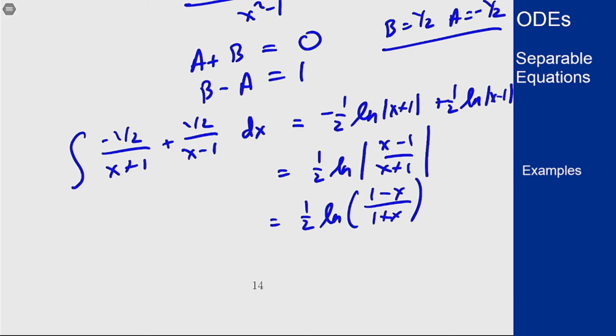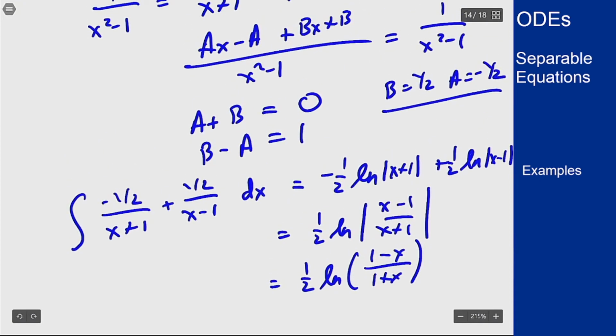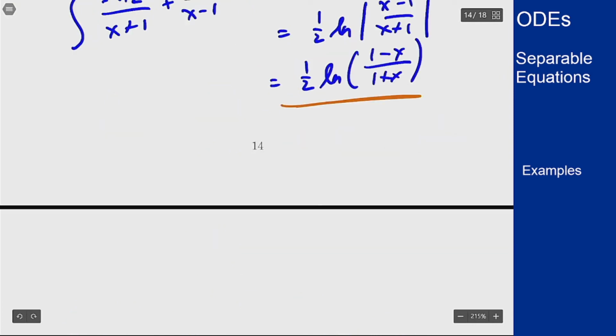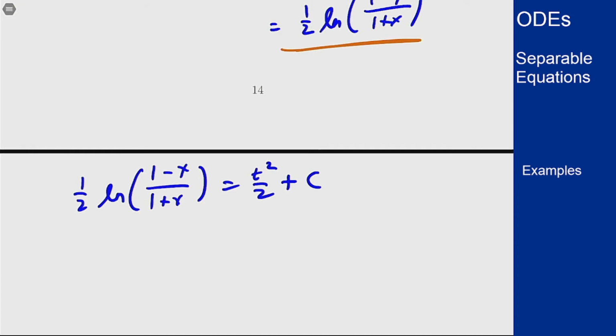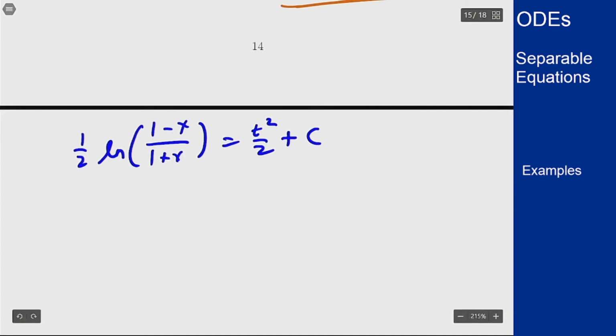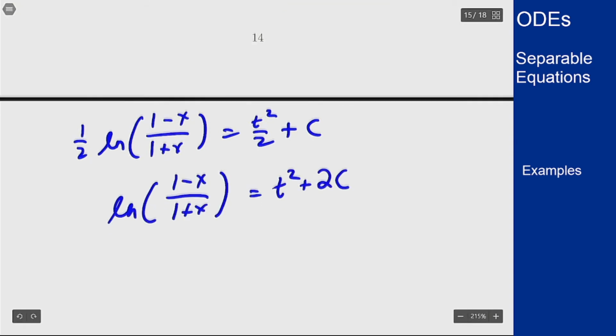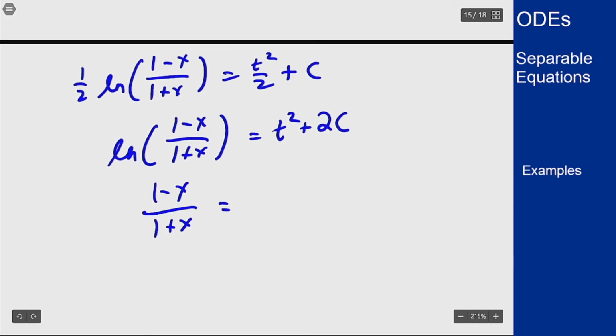Okay, now we can go back to where we were before. This was just my integral of one side of the equation. So I have 1/2 log((1 - x)/(1 + x)) = t^2/2 + c. And now I want to solve for x here. To do that, we multiply both sides by 2 to get t^2 + 2c. I'm going to exponentiate both sides to get e^(t^2 + 2c), which I'm going to rewrite as d e^(t^2), where d is e^(2c), another constant.